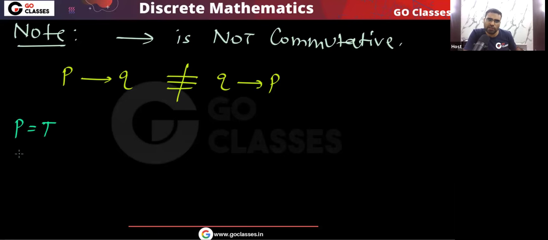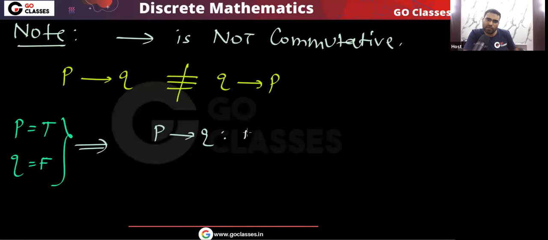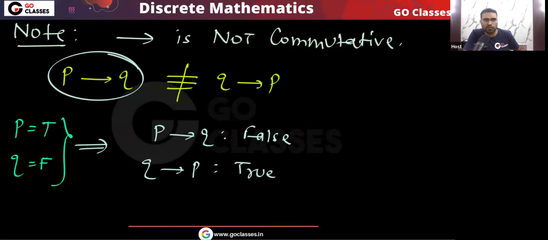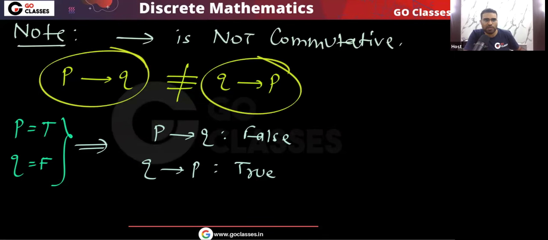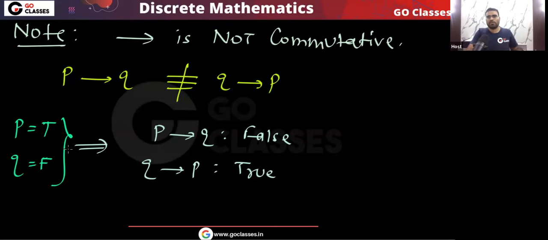Yes, you can consider when P is true and Q is false. In this case, P implies Q will become false, but Q implies P will become true. So you can notice that these two are not equivalent. Yes or no? They have different truth values, so P implies Q and Q implies P are not equivalent. Correct? So implication is not commutative.